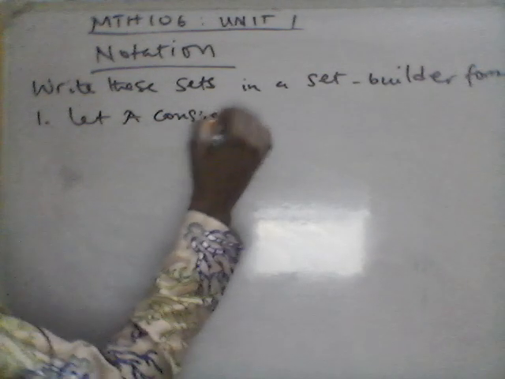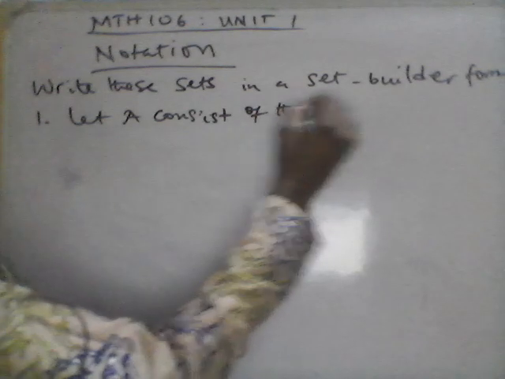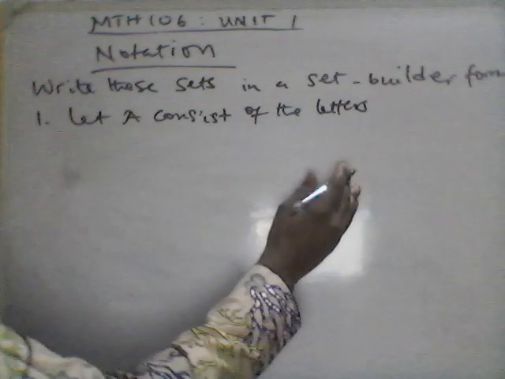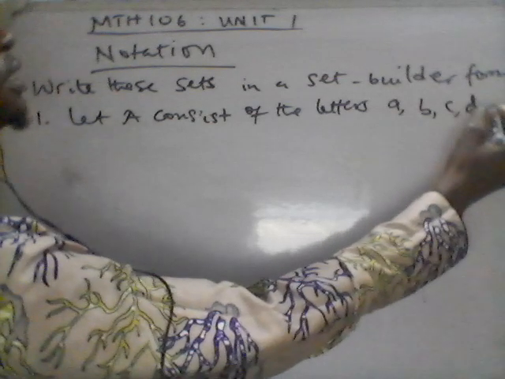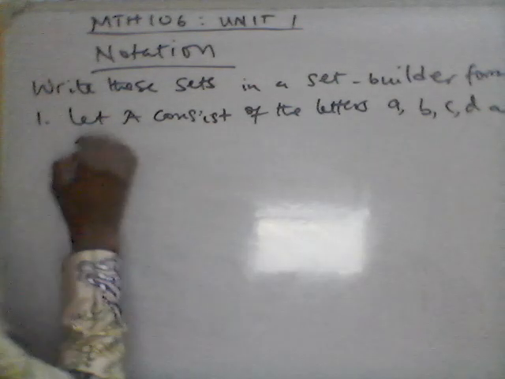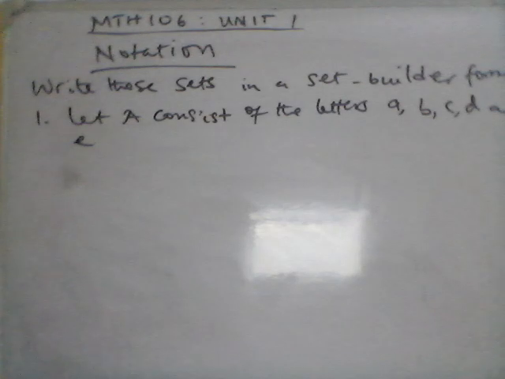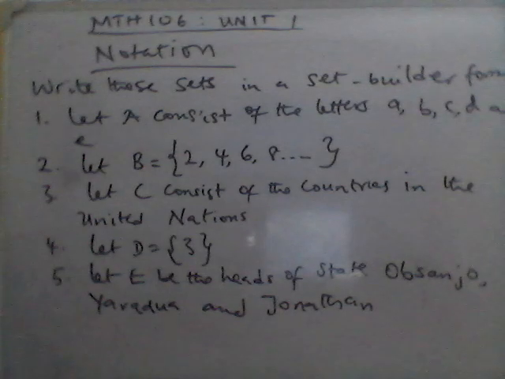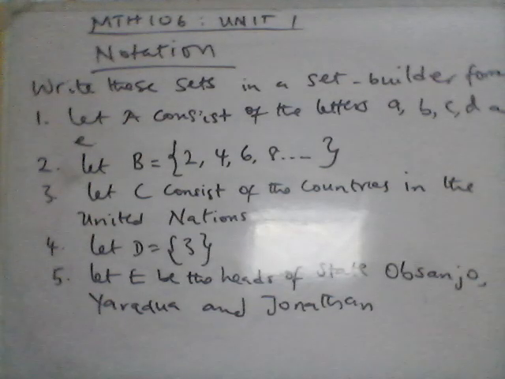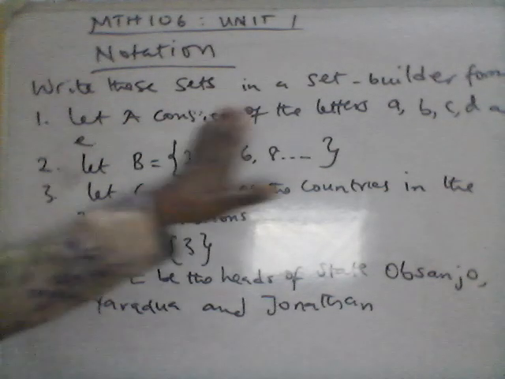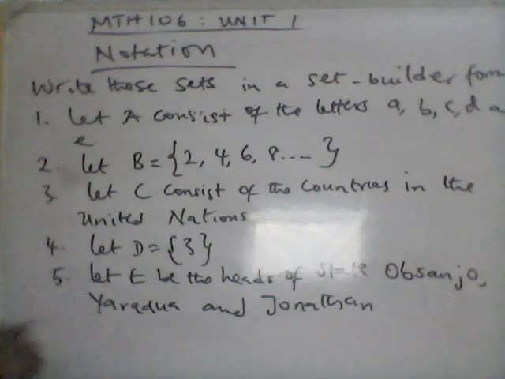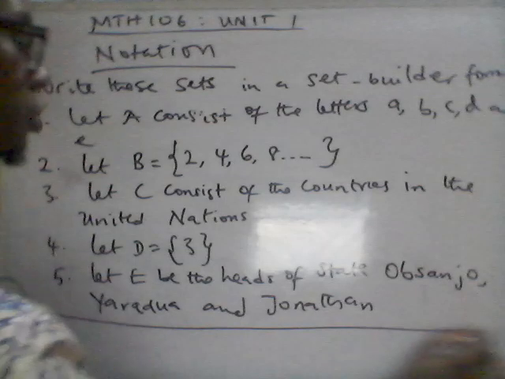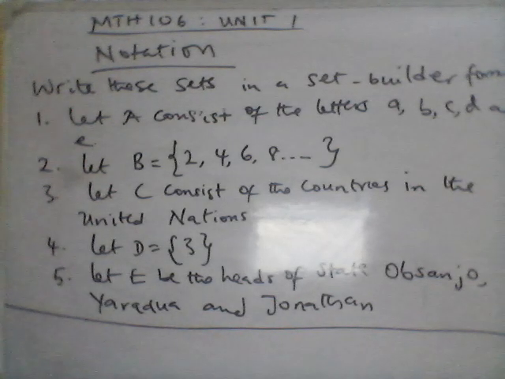Okay, so number 1, let A consist of the letters A, B, C, D, and E. Then number 2. So I have on the board that we should write these sets in set builder form. Okay, so I'm going to be doing a solution here. I'll just do one solution clean. There are 5 questions that we have here.